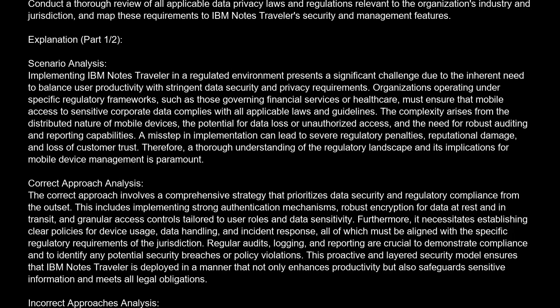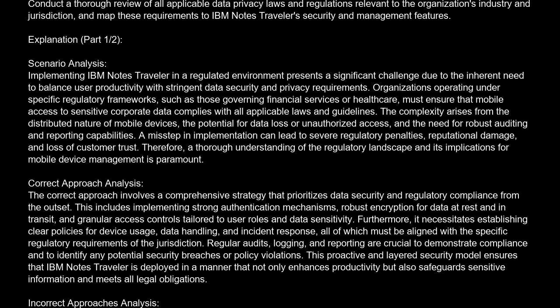The correct answer is A. Conduct a thorough review of all applicable data privacy laws and regulations relevant to the organization's industry and jurisdiction, and map these requirements to IBM Notes Traveler's security and management features.